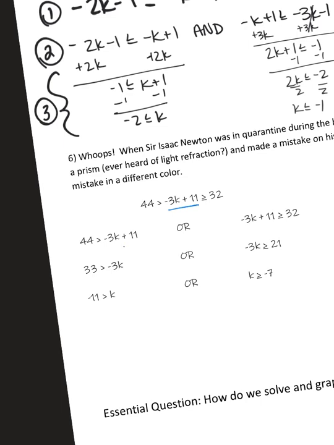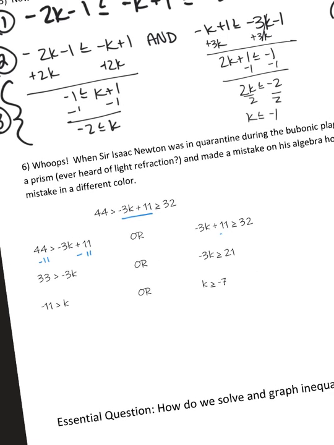And then the first step on this left side would be to subtract 11. So 44 minus 11 is 33. That looks good. Is less than negative 3k. Okay, and on this side, if we subtract 11, we've got 32 minus 11 is 21. So that looks good. So this step looks good, this step looks good. So then he divides by a negative 3 over here. He gets negative 11 is greater than k.